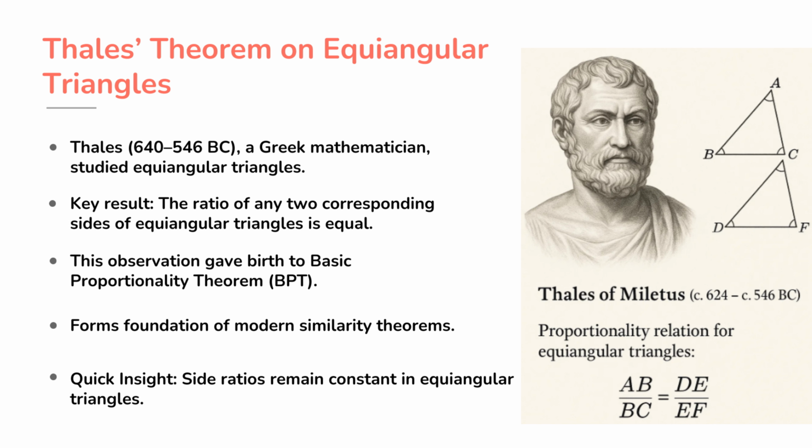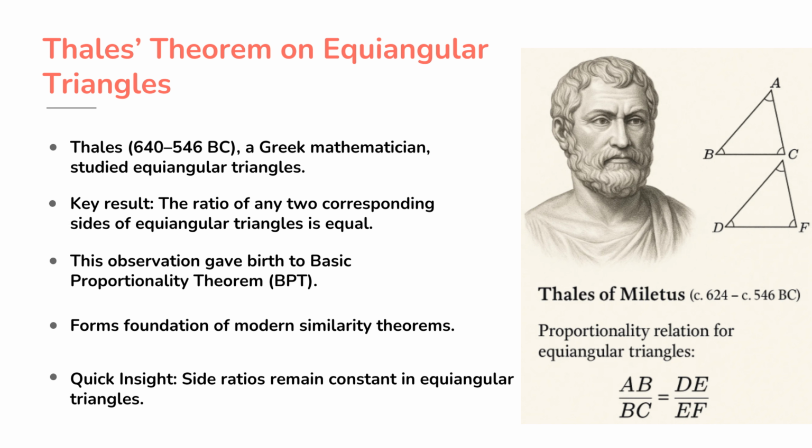This single observation later gave birth to one of the most powerful results in geometry, the Basic Proportionality Theorem, often abbreviated as BPT. It's not just an ancient idea, it forms the foundation of all modern similarity theorems that we study today. Think about this in real life. If you scale down a big triangle to make a smaller one, but keep the angles the same, the side ratios remain perfectly proportional. That's exactly why this principle is used in engineering, design, and even in mapmaking.